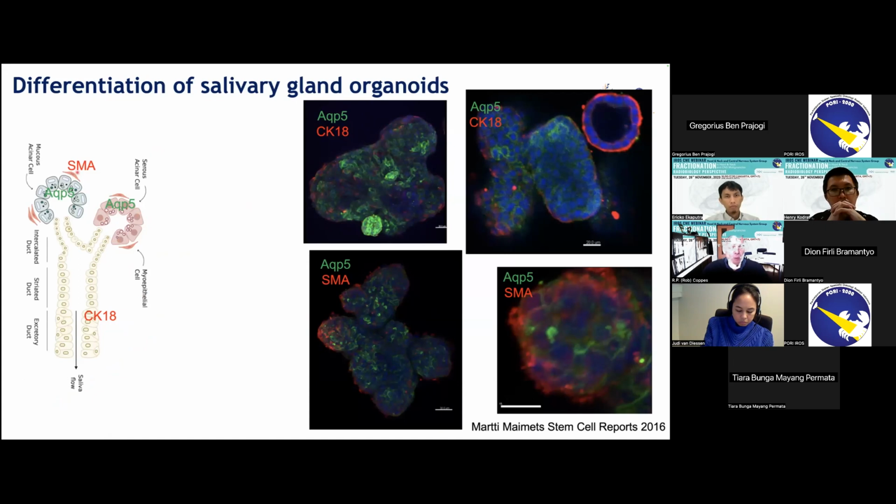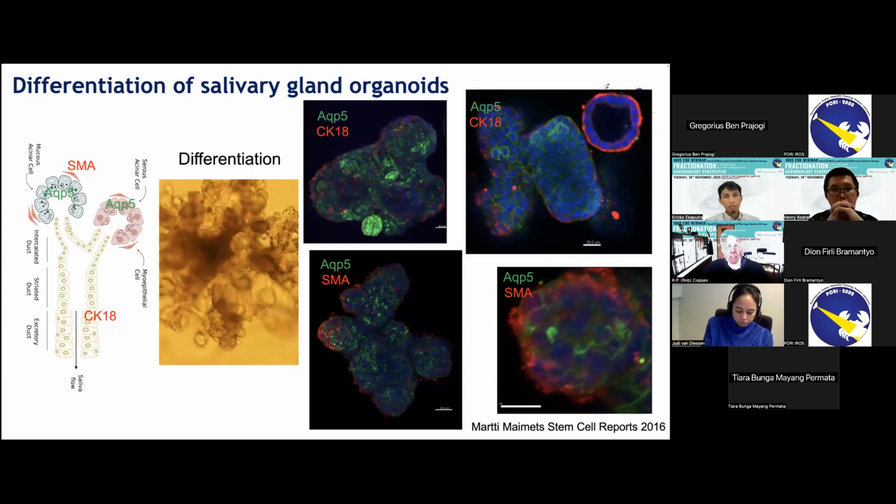You have even smooth muscle actin cells that are present around the organoid that normally would secrete out the saliva into the ducts, showing you that these organoids actually resemble the normal tissue. And this is important to understand because this is what we did.